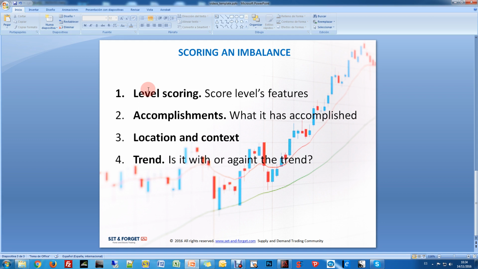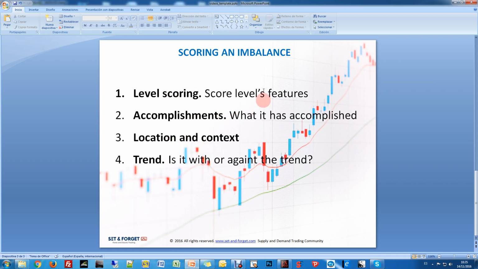But we've got more scoring. A level needs also to be analyzed taking into consideration its accomplishments, what it has accomplished. Has it removed an opposing area? Has it broken a trend line? Has it accomplished both things, removing an opposing imbalance and a break of the trend line? Has it removed a higher time frame area of imbalance? For example, we are looking at a daily area of supply, and that supply area takes out on a daily a weekly and a monthly area of demand. That level has accomplished something very big. A small one accomplished a big thing.